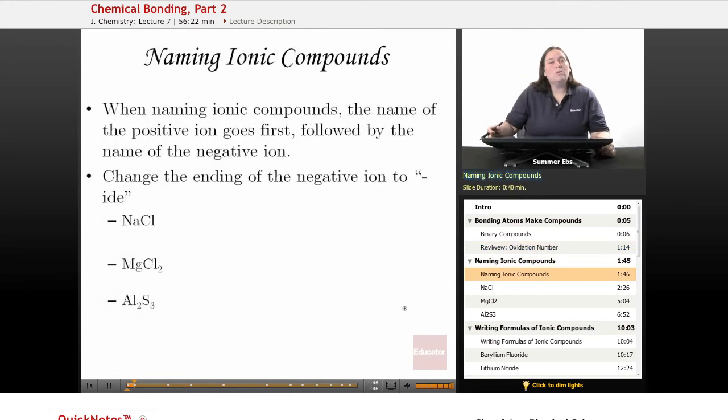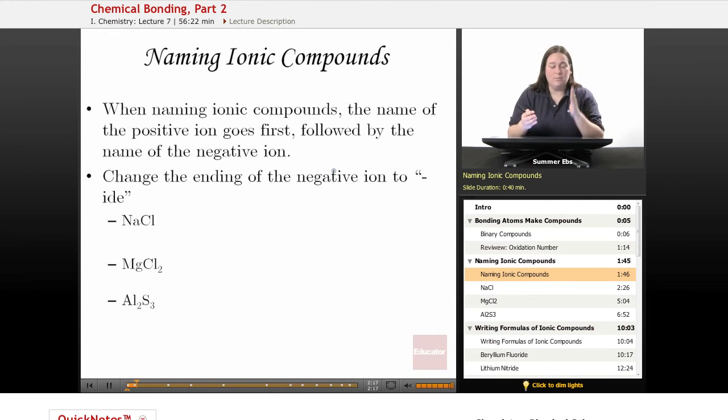Okay, so we dealt with making ionic bonds and making covalent bonds, which in turn makes ionic compounds and covalent compounds. So first we're going to learn how to name ionic compounds. When you name them, the name of the positive ion gets to go first, followed by the name of the negative ion. Remember, ionic compounds are formed when a negative ion and a positive ion are attracted to one another and are held together by those opposite forces, those attractive forces.